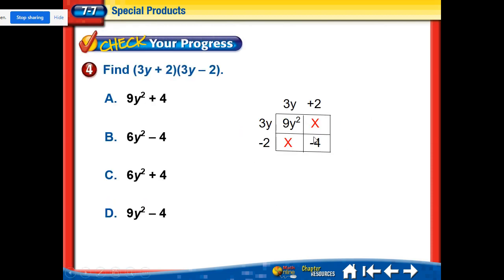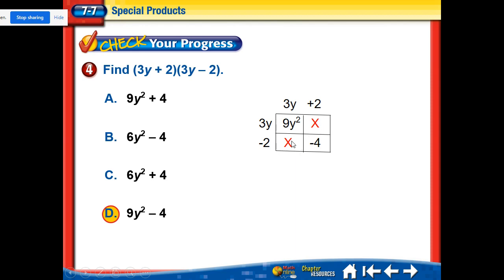Again, a little bit crooked here. 3y plus 2 and 3y minus 2. Notice I just X'd these out because I know, because it's the difference of squares, it's a plus and a minus, that those two are going to cancel each other out, so I'm not even going to worry about them. 9y squared and a negative 4. So 9y squared minus 4 is right there. So if it's set up with one being plus and one being minus, just X those out.